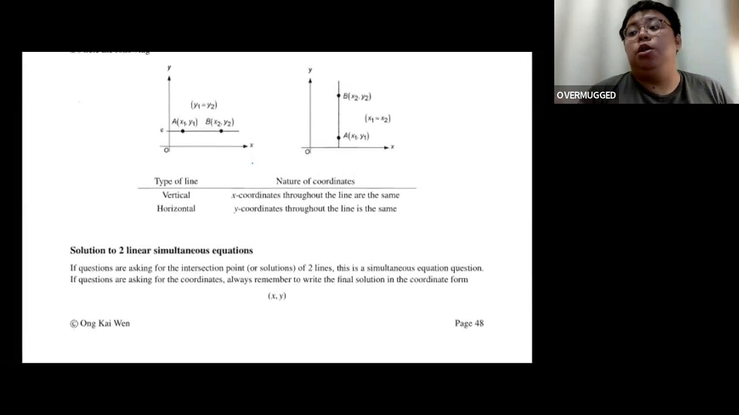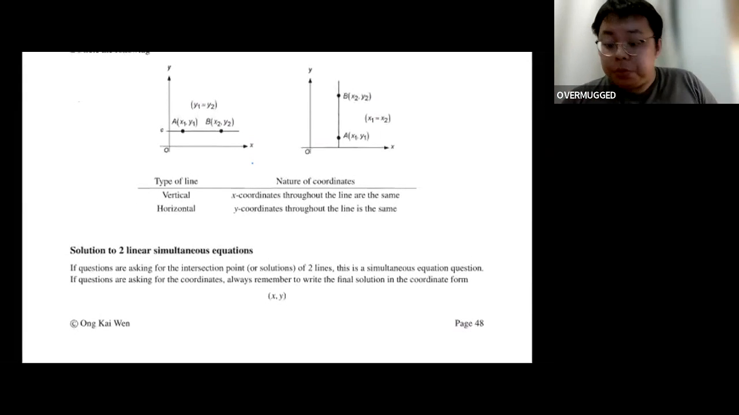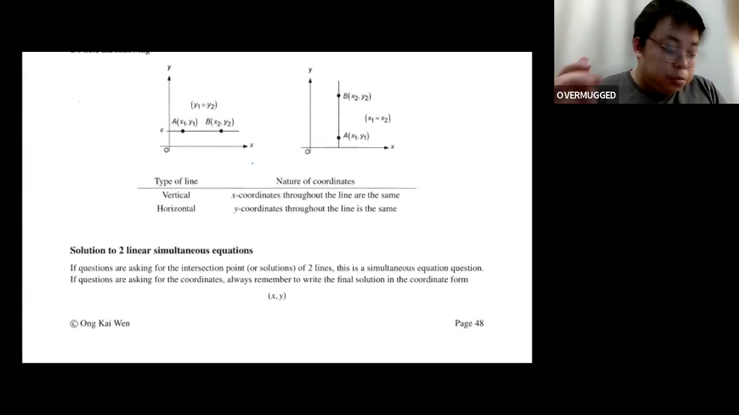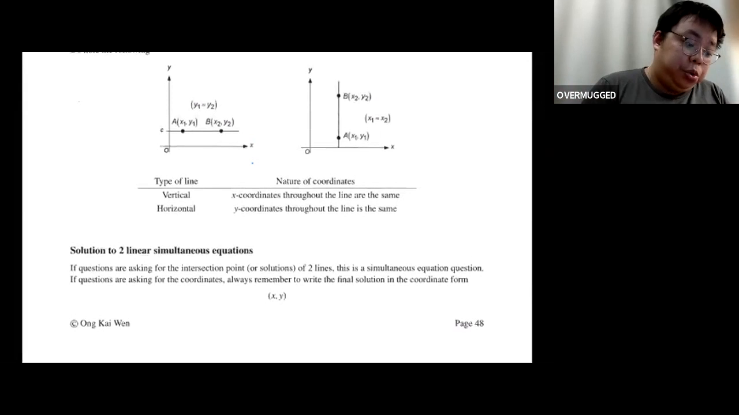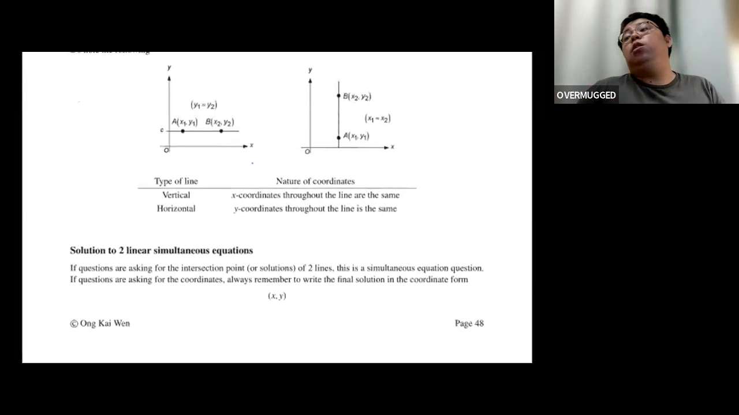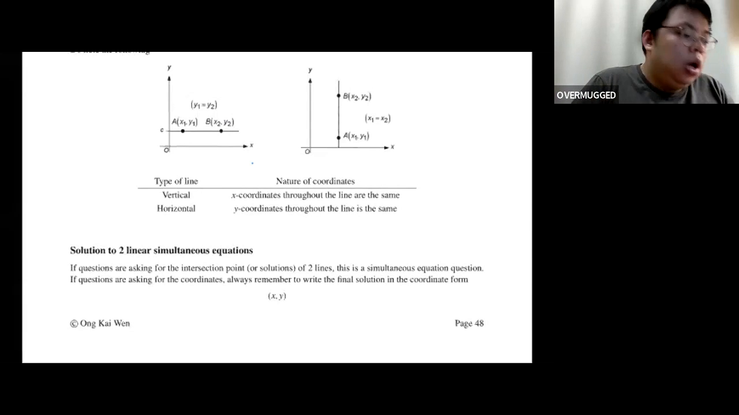Next, solutions to two linear simultaneous equations. This is a very important fact. In case you didn't know, whenever you are doing simultaneous equation questions, you are literally finding the points of intersection. This is a tip that I stress to students. Whenever they see the keywords points of intersection, it should jump out to you that this is a simultaneous equation question. I hope you guys don't get the question wrong. Whenever the question asks for the solutions, please write them in coordinate form.